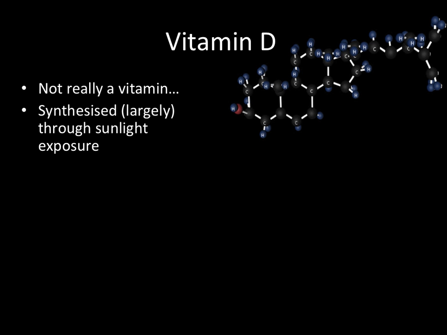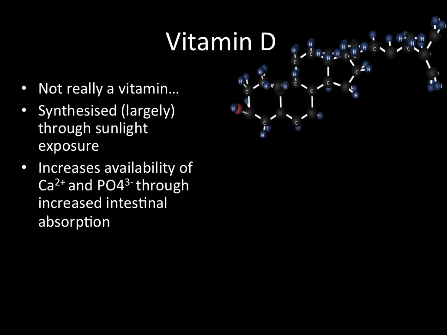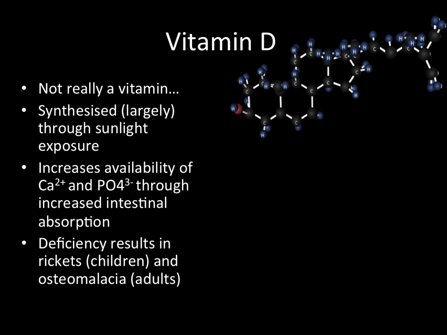What are the actions of vitamin D? Well, it increases availability of calcium and phosphate in the blood through increased intestinal absorption of these ions. Of course, if you've got more calcium and more phosphate, then you can use these ions to increase matrix mineralization, which increases the strength of bone. Now, if you have vitamin D deficiency, of course, you have less availability of calcium and phosphate, and this can result in rickets in children and osteomalacia in adults. And malacia means bone softening.